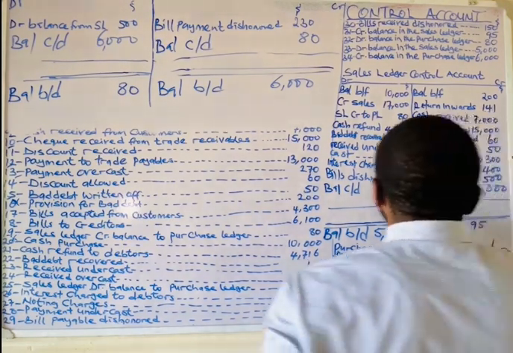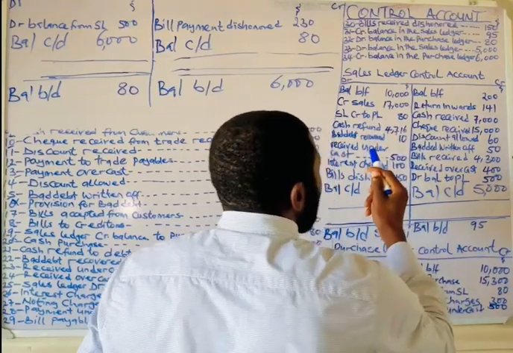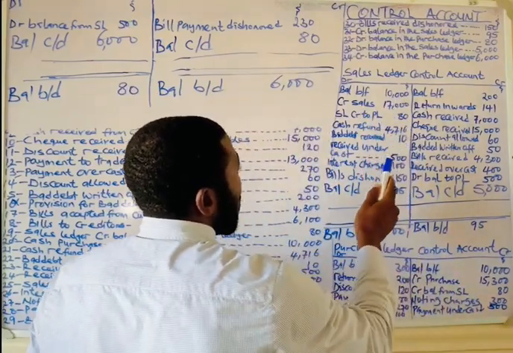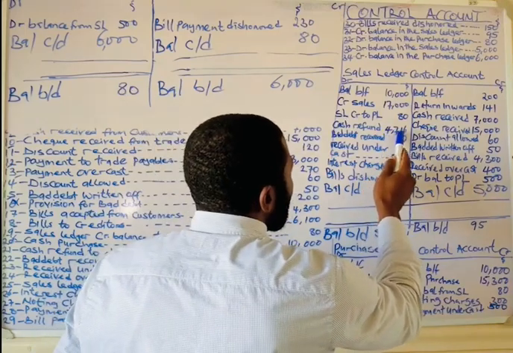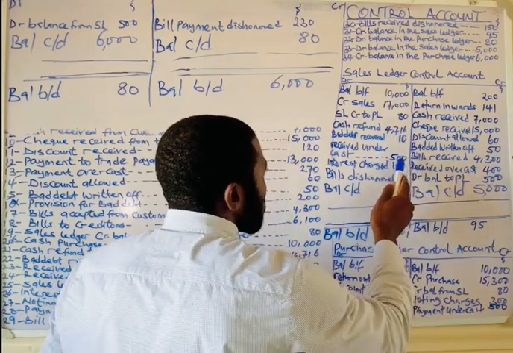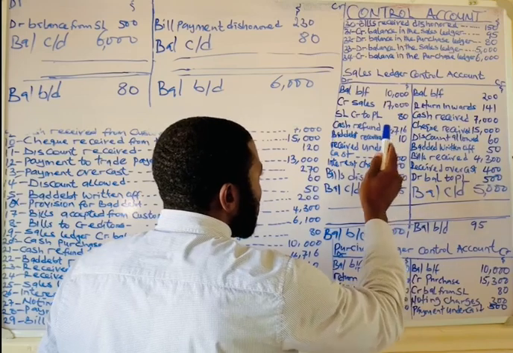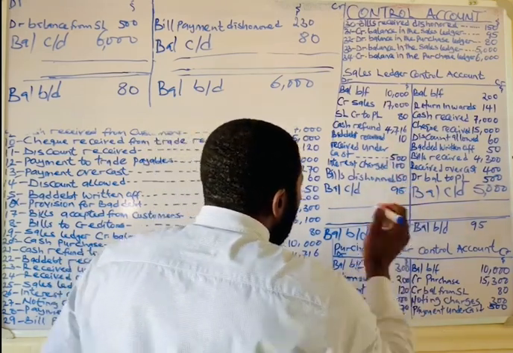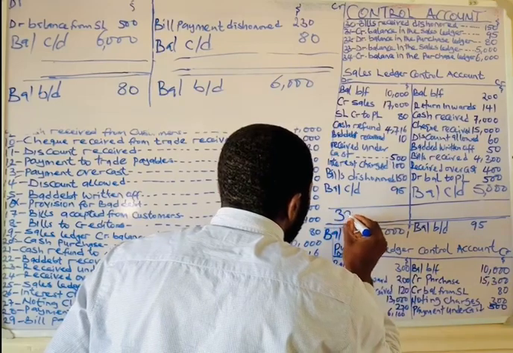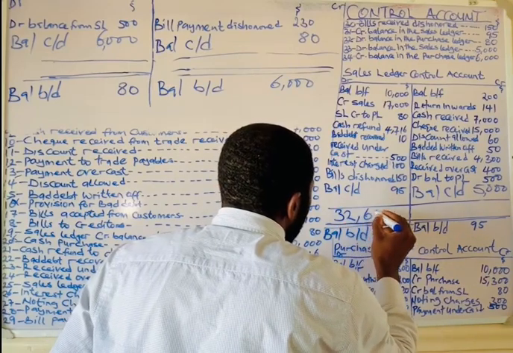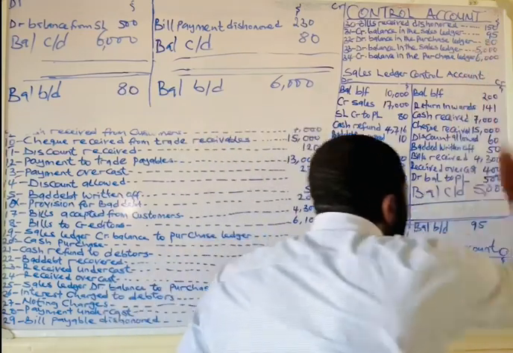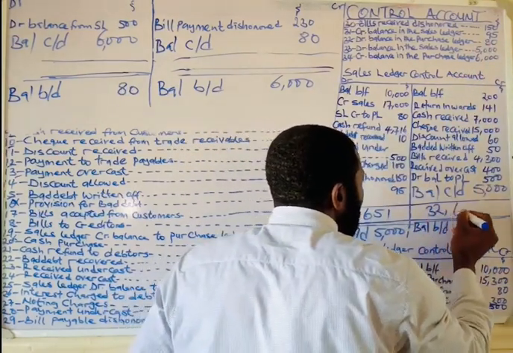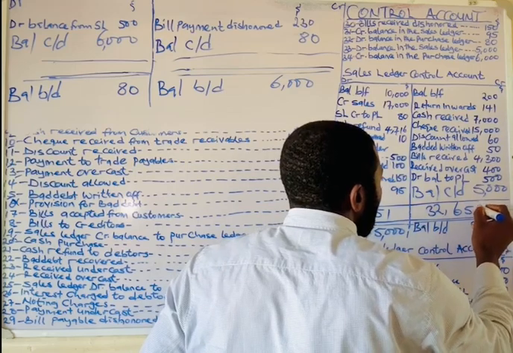So if you add your debit side of the sales ledger, $10,000 plus $17,000 plus $80 plus $4,716 plus 10 plus 500 plus 100 plus 150 plus 95, you will get 32,651. And if you add this side, it must give you $32,651.